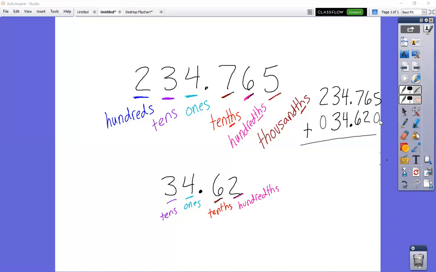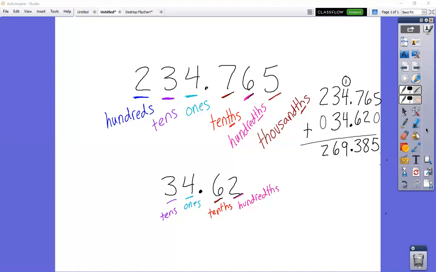Okay, so 5 plus 0 is 5. 6 plus 2 is 8. 7 plus 6 is 13. Put my 3 there and my 1 up here. I can't forget about my decimal. 4 plus 4 is 8, plus 1 is 9. 3 plus 3 is 6. 0 plus 2 is 2. So my answer is 269 and 385 thousandths is how you would say that number.